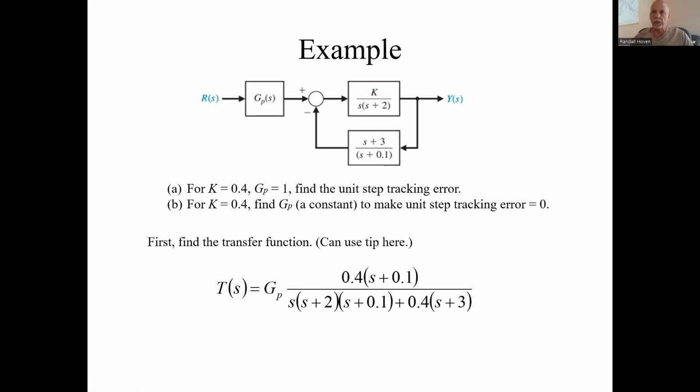So we use the trick we just talked about. The denominator will be s times s plus 2 times s plus 0.1 plus k, which is 0.4, times s plus 3. Two numerators, 0.4 times s plus 3, and then this will be the 0.4 times this guy's denominator. You can go back to the previous chart and do that yourself. And then that all gets multiplied by this g sub p. That's the transfer function.